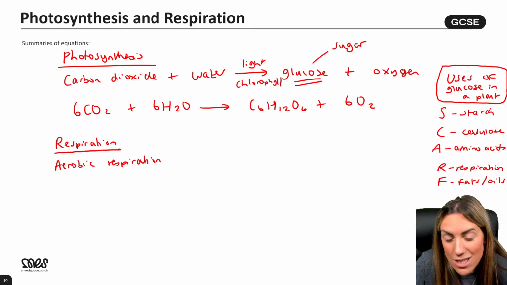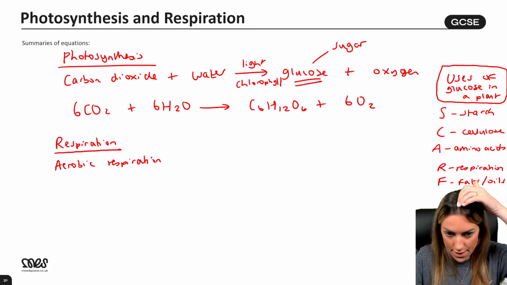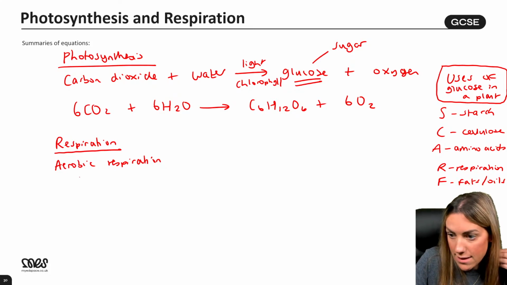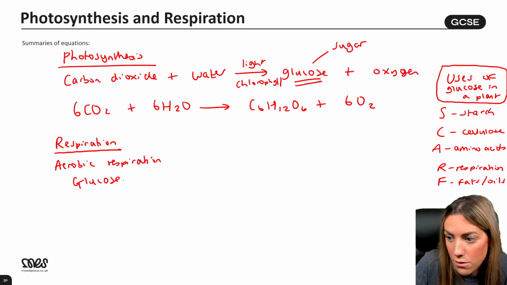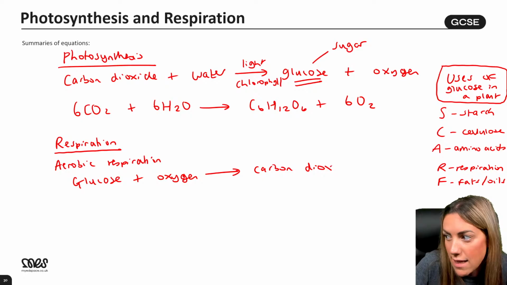Why do they store as starch? Because starch is insoluble. It won't dissolve, so they can store it. Right, so this is the opposite of photosynthesis, basically. So we have glucose plus oxygen, and then we make carbon dioxide and water.